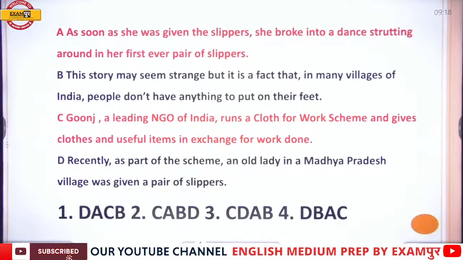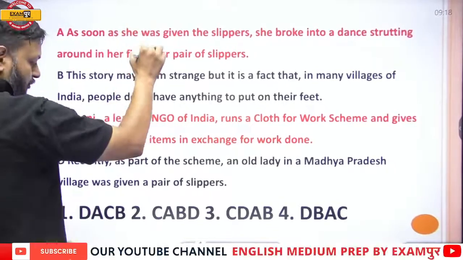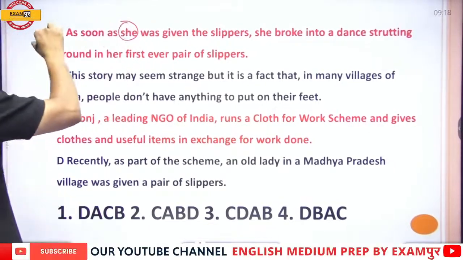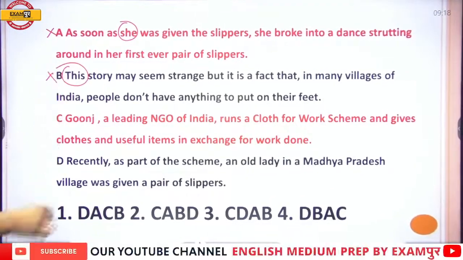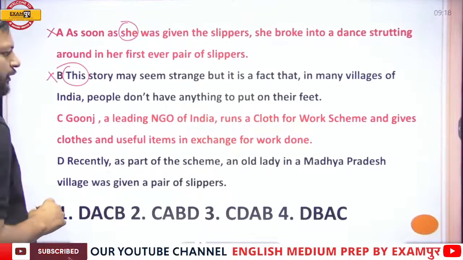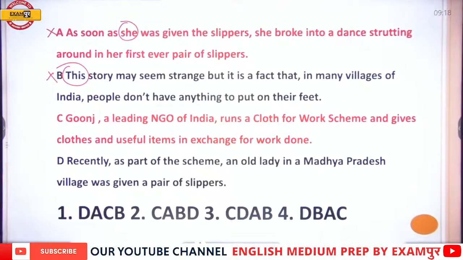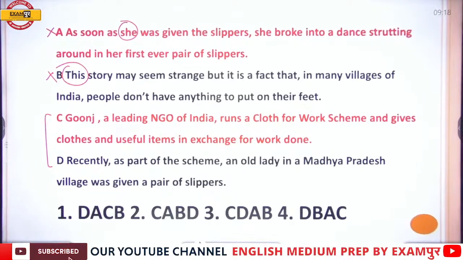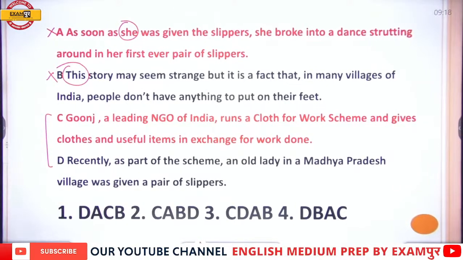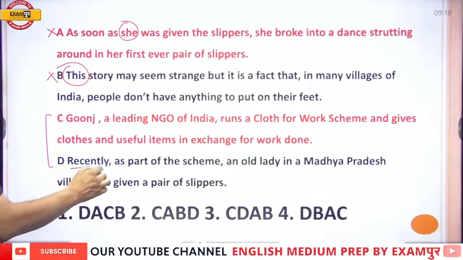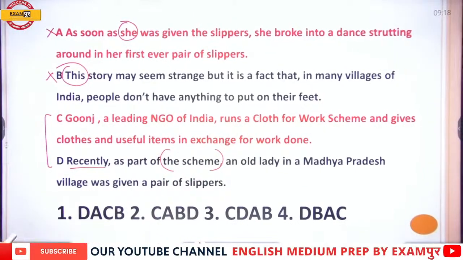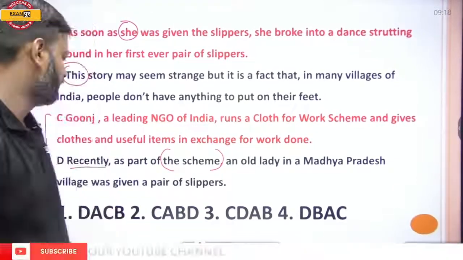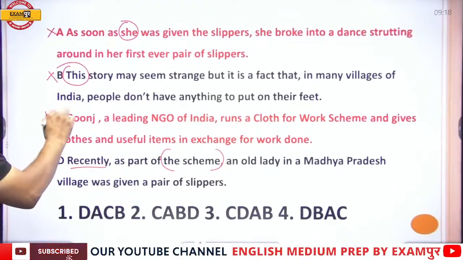See, in the first sentence, we have "she", a dependent word. This cannot be the first sentence. In sentence B, we have "this", so it cannot be the first sentence. And now we have C and D. In option D, we have "recently as part of the scheme". So here it is "the" plus a common noun. I told you, "the" plus a common noun is also dependent. So this also cannot be the first sentence. So the first sentence is C.